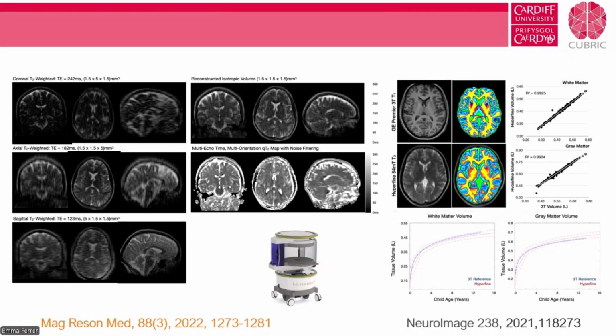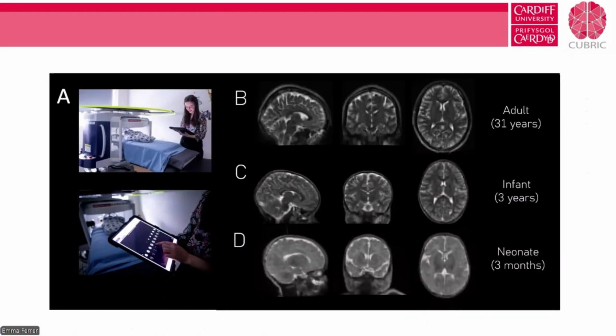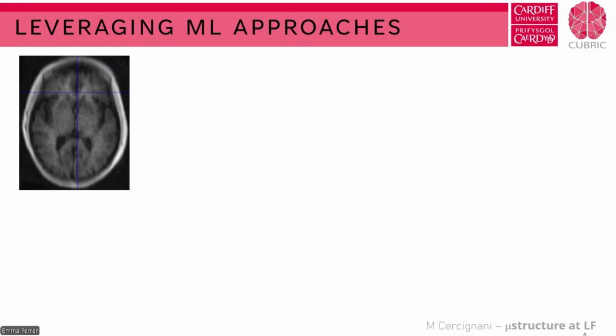And they were able to show that you get very accurate estimates of white and gray matter when compared to the 3T equivalent. And here you can see examples of these volumes in adults, infants, and neonates. So I mentioned earlier that ML and AI have really made possible this renaissance of low field. And here is another example of how this can be done.